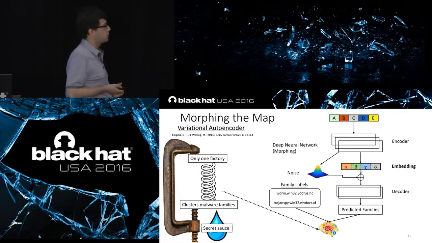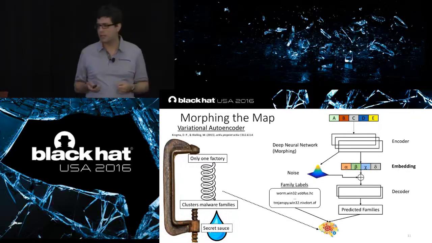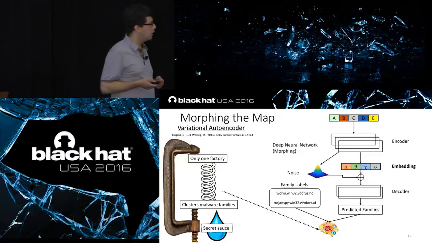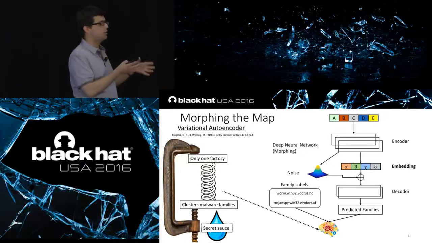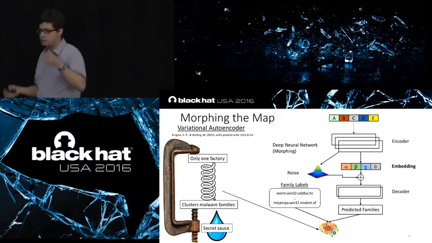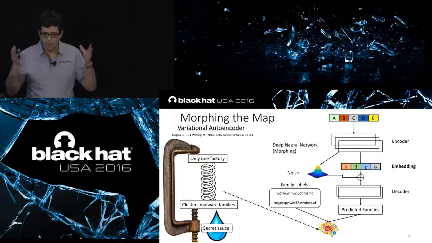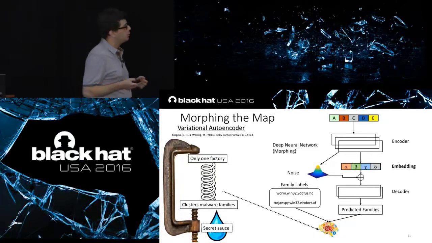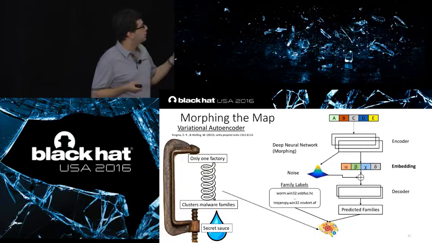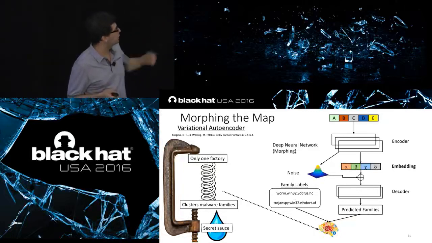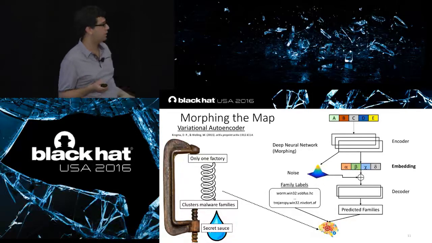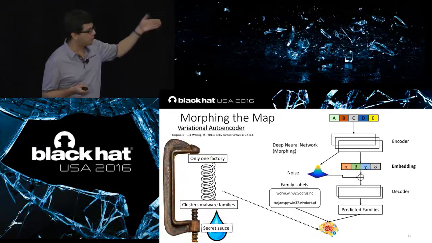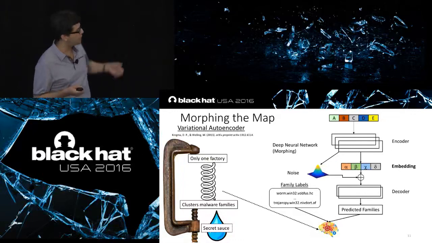And so you take this whole system, you take your family labels that you got, let's say, from VirusTotal, and you start learning. You start using backpropagation, a direct backpropagation neural network, to actually learn. What do you learn? You learn the encoder, this morphing, this neural network that's responsible for the morphing, and you learn this decoder. So you learn both things at the same time.